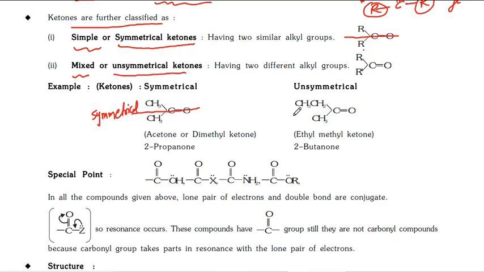The other one is, if I cut it here, the below one is methyl and the above one is ethyl. There is no symmetry here. So these are known as unsymmetrical ketones. The ketones are two types. In aldehyde there is no choice. In aldehyde, one side is hydrogen and the other side is an alkyl group. But in ketones, there are two types, simple and mixed. This is mixed, this is simple. Simple's other name is symmetrical.